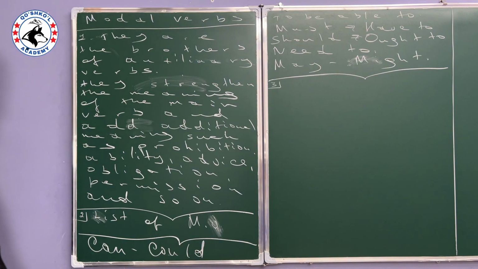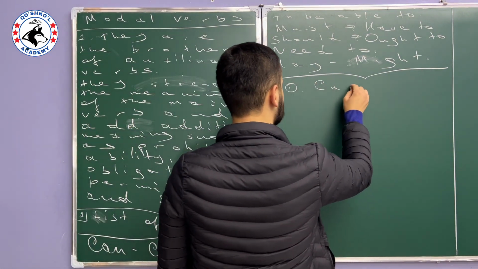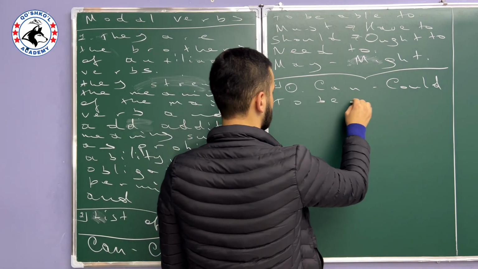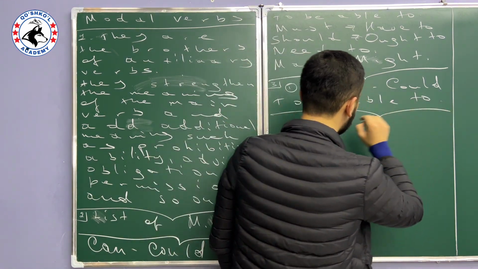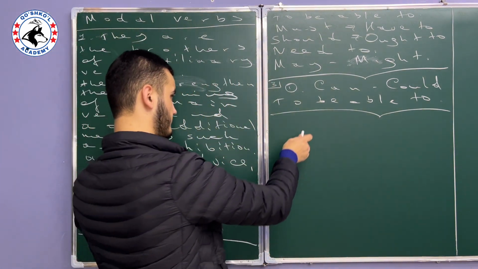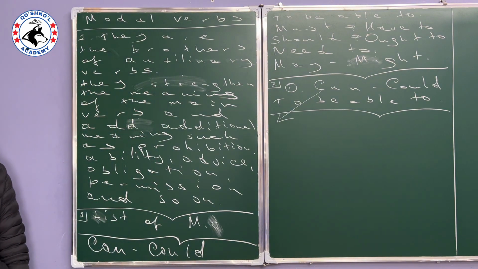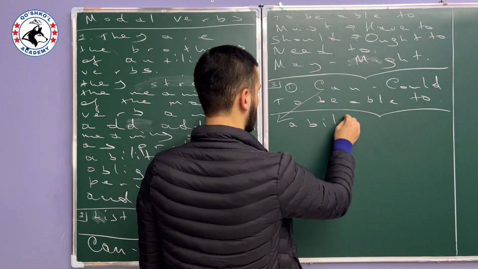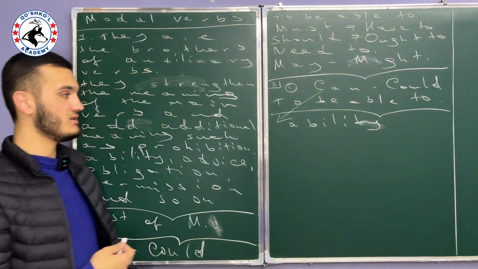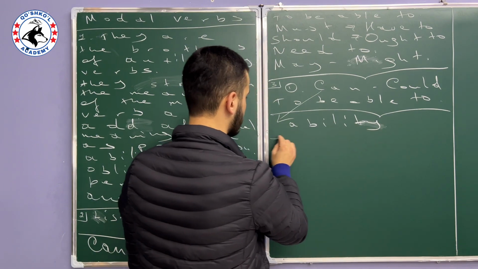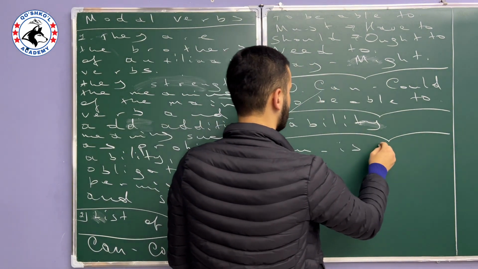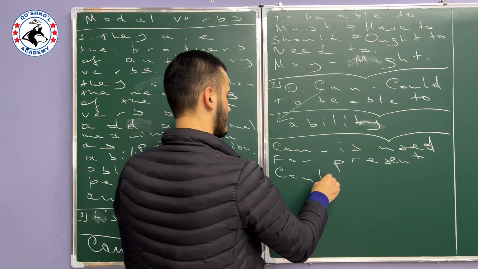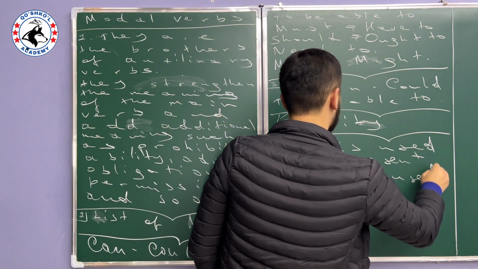Number 3 and the first circle. Can, could, and to be able to. They give the meaning of ability. They add additional meaning to the main verb, the ability, ladies and gentlemen. They have another additional meaning, but the main one is ability. So, can is used for present. Could is used for past.